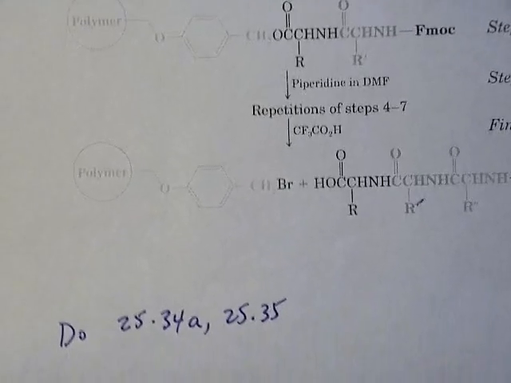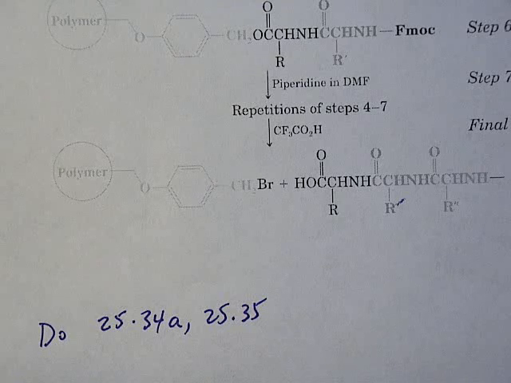All right, so at this point you should be able to do problems like 25.34a, 25.35, and you could even challenge yourself and be able to even make meganin, you know, on the paper, obviously, using any of the methods that we went over. All right, so that concludes the lecture for the peptide sequencing and synthesis, and the next lecture will be on proteins.